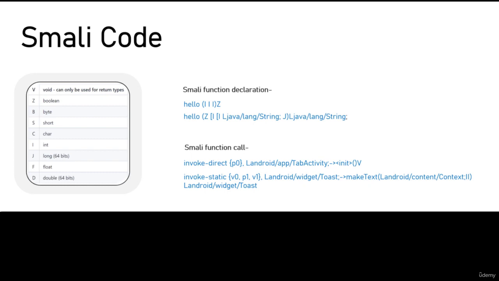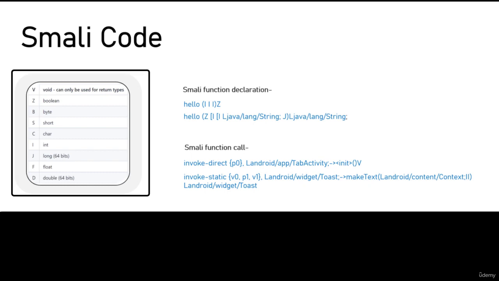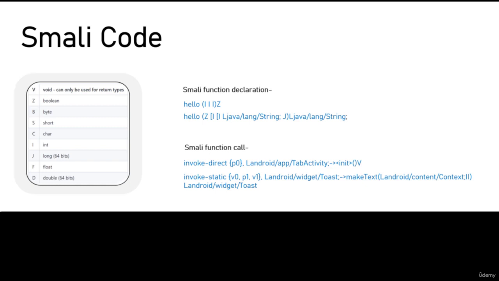In Smali Code, as you see in the left panel, V symbolizes void type, Z symbolizes boolean, and C symbolizes char. Now let's explore how a function is declared in Smali.